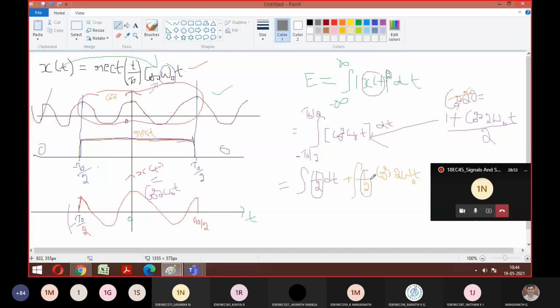So after taking the limit from minus t naught by 2 to plus t naught by 2, what could be the answer here? Is it t naught only? Yes. So what is going to happen for the second term?